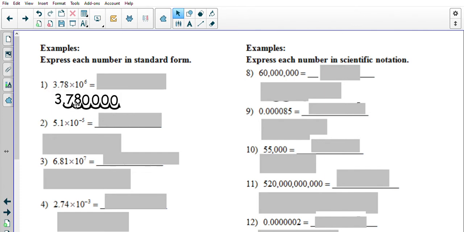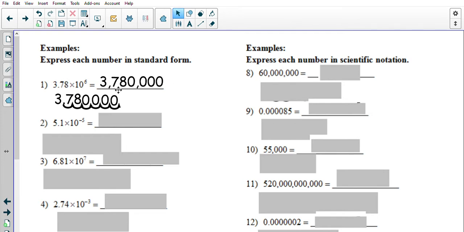So I went 1, 2 to get past the 8, and then we need another 4 places to get a total of 6 places to the right. So in these little humps or waves that we have here, we're going to add zeros. So we add 4 zeros. So we have 378 with 4 zeros.